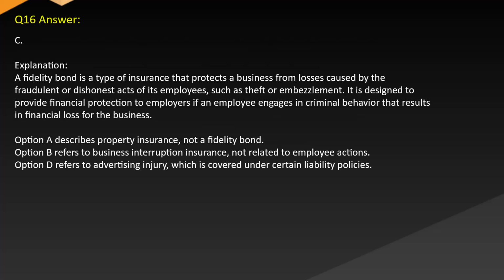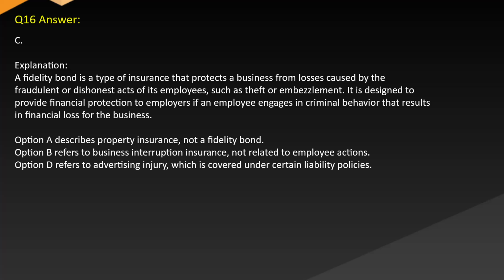Answer C. Explanation. A fidelity bond is a type of insurance that protects a business from losses caused by the fraudulent or dishonest acts of its employees, such as theft or embezzlement. It is designed to provide financial protection to employers if an employee engages in criminal behavior that results in financial loss for the business. Option A describes property insurance, not a fidelity bond.